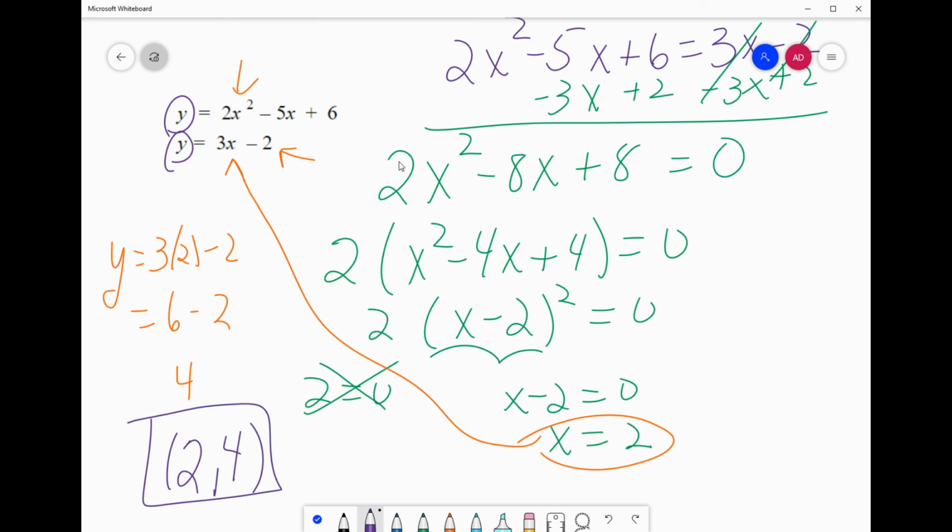All right, so that's how you solve a system of equations when one equation is a quadratic and the other one's a linear.